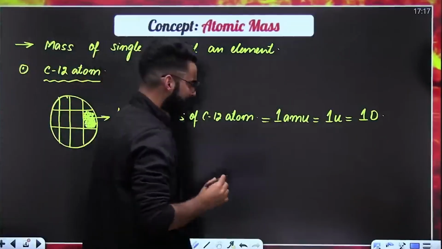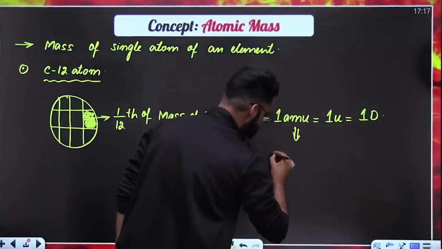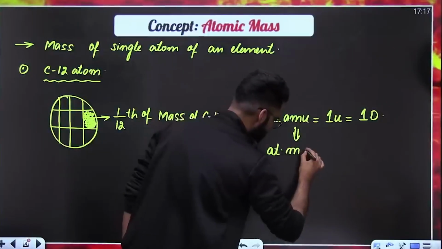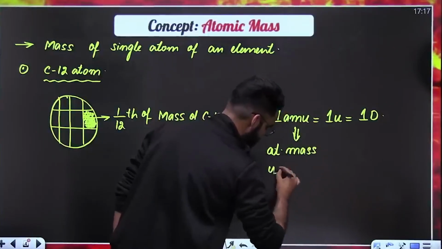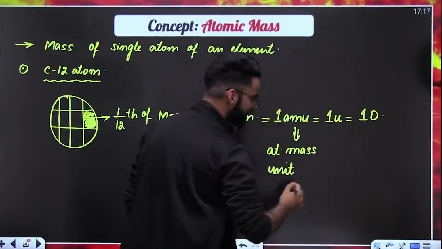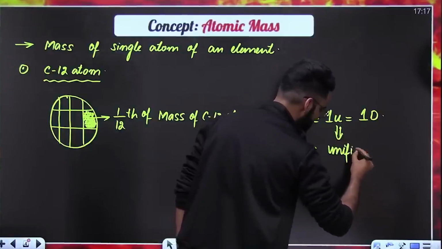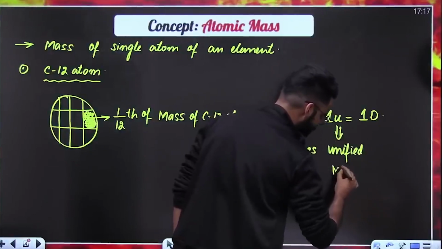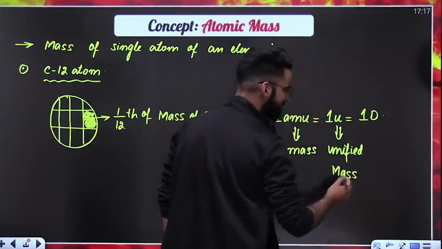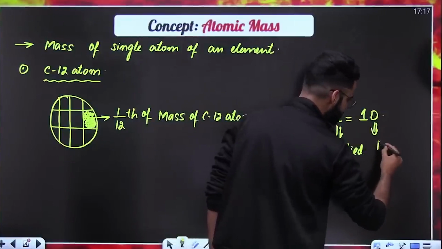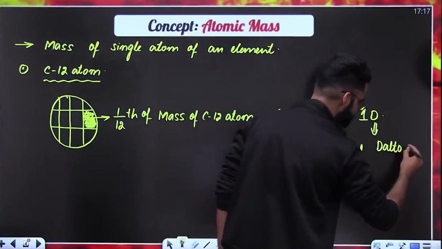Let me tell you, this AMU over here stands for the atomic mass unit. This U over here stands for the unified mass. And this D over here stands for Dalton.